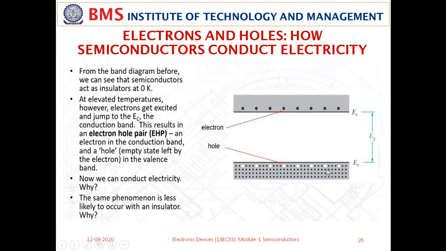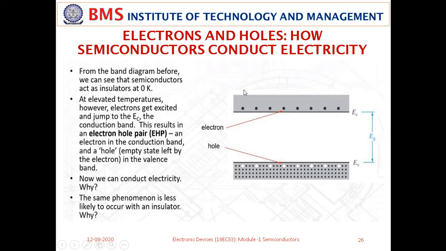Now let us see how current conducts, how electrons and holes move in semiconductors. For semiconductors this Eg will be very small, so we are focusing mainly on semiconductors instead of dealing with other materials. You can see in semiconductors the valence band is completely full. You can see a lot of electrons; these small dots in our representation show electrons. If you look at the first point from the band diagram before, semiconductors act as insulators at 0 Kelvin, with electrons filling the valence band and an empty conduction band.